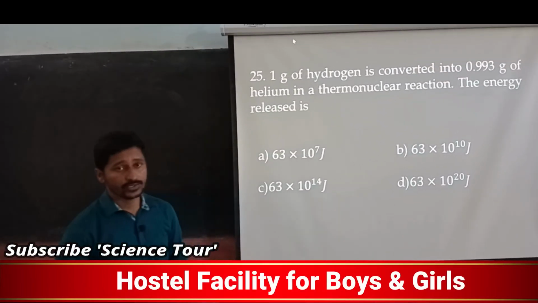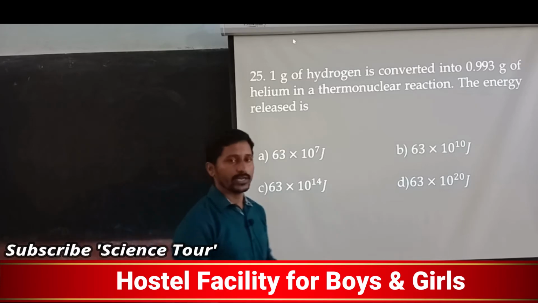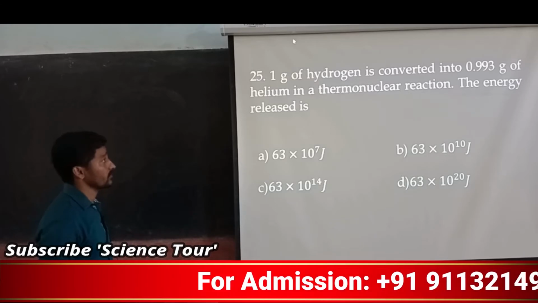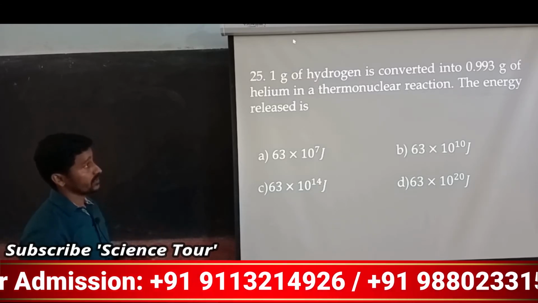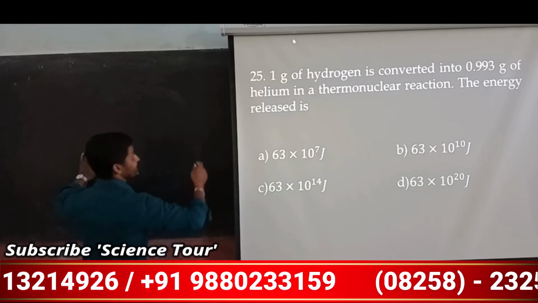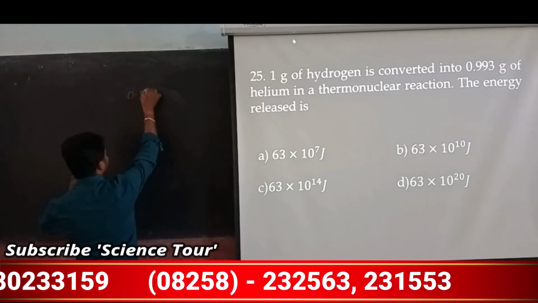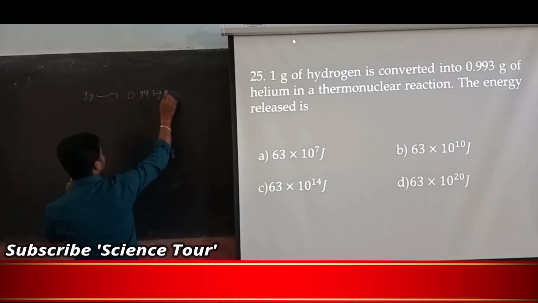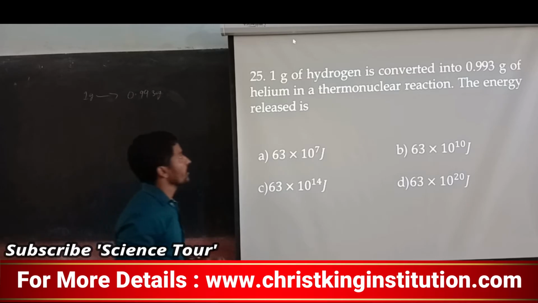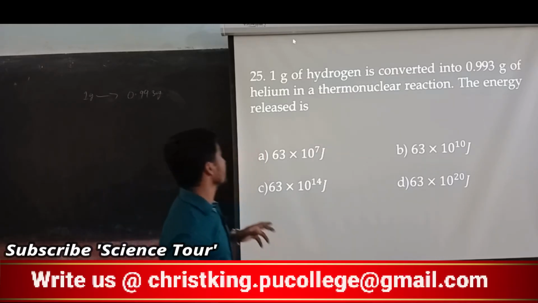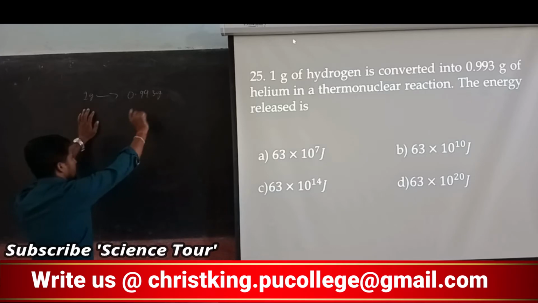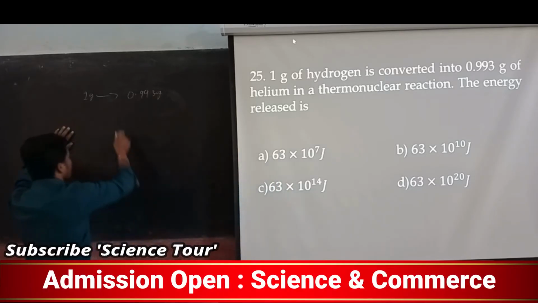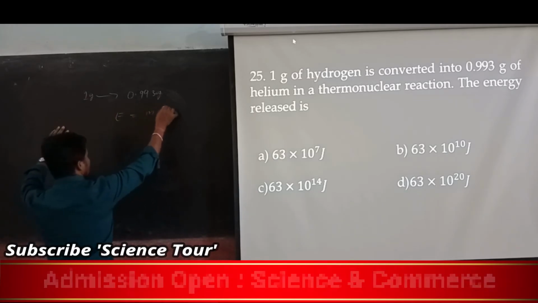We were talking about the questions in nuclei. So next, for the 25th question: 1 gram of hydrogen is converted into 0.993 gram of helium in a thermonuclear reaction. The energy released is, so energy released means MeV, is it given? No. So no need to worry, you can directly apply the formula, which is equal to mc square.